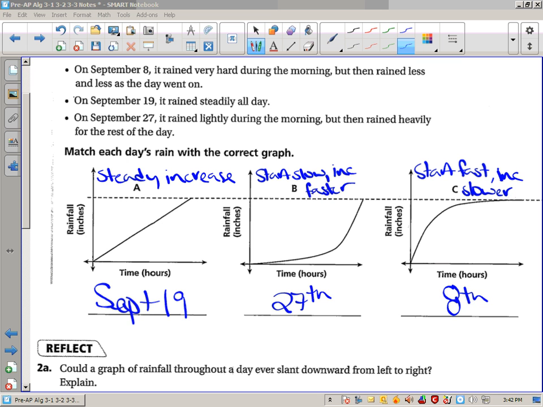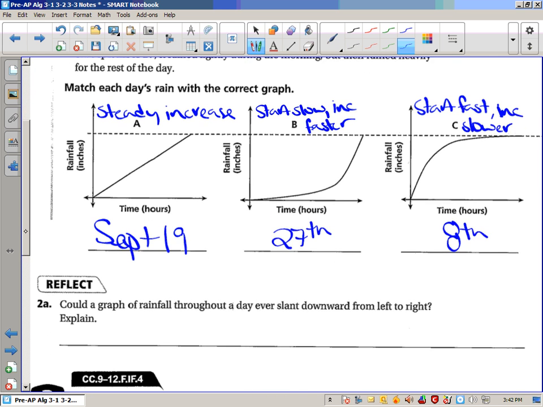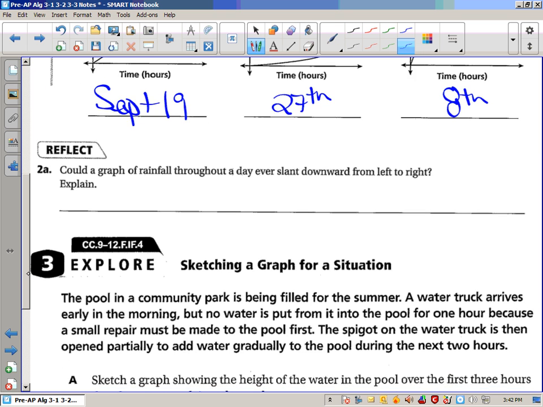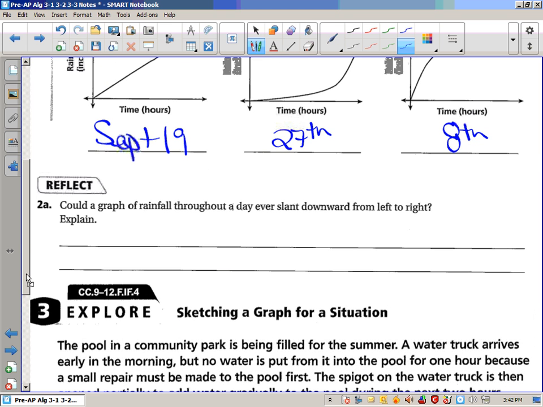All right, so we've now matched some different situations with graphs. Now let's see, oops, getting a little ahead of myself. Let's talk about this reflection question here. Could we have a situation where it's raining throughout the day and the graph slants down from left to right?